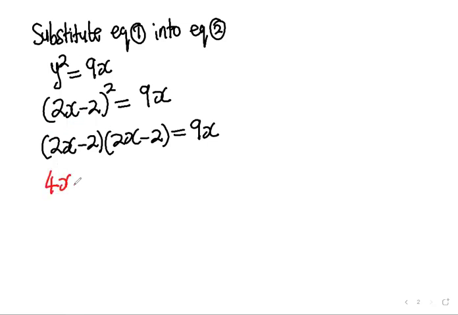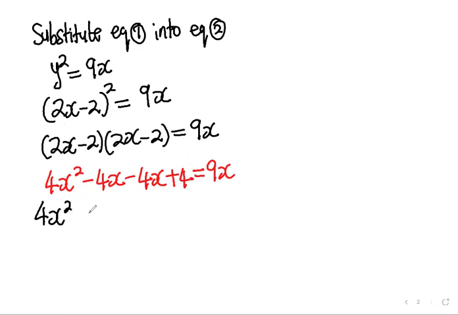4x squared. So you'll write 4x squared, then you say 2x times negative 2, that will be negative 4x, and then negative 2 times 2x, that will be negative 4x, then negative times negative is going to be positive, then 2 times 2 is going to be 4. It equals to 9x. Now from this, you now pair like terms. Remember, this will be 4x squared, right? And then minus 4x is negative 8x, and then plus 4 is equals to 9x.